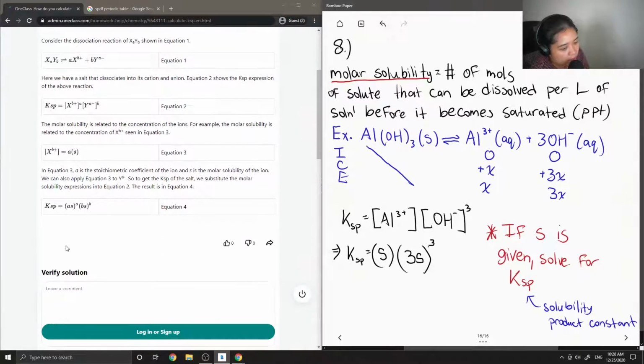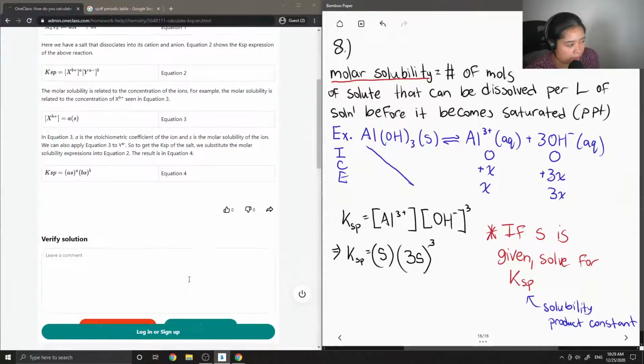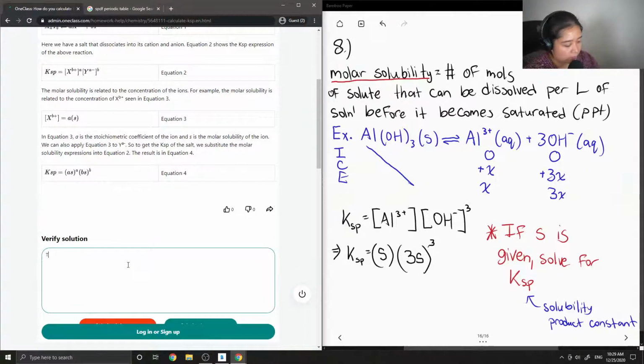Yep, so they showed how the coefficient is shown inside the brackets, and it's also raised to the power of that same coefficient value as well. So this can be related to our example, where for the hydroxide ion, we had 3s, also to the power of 3. So this solution is correct.